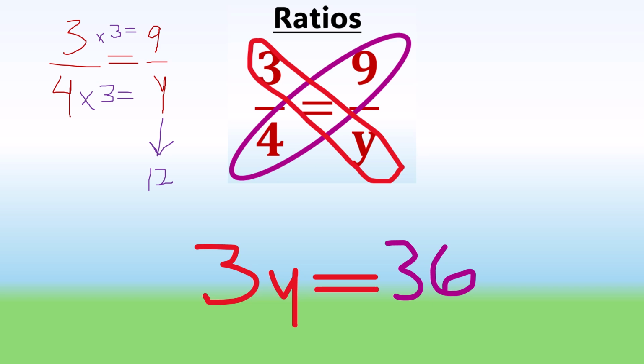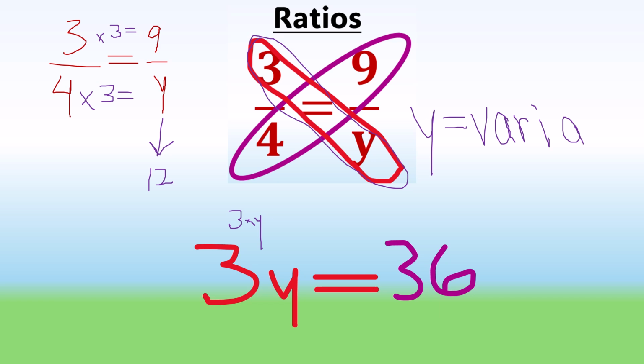And remember, this is 4 times 9, this is 3 times y. And so you get an equation because this 3 is crossed with this y, so that becomes 3y. And this means 3 times y. Why did I use y? Y is a variable. And we are solving for the value of y. So 3y equals 36. If you know your times tables, again, you already know that this is 36.